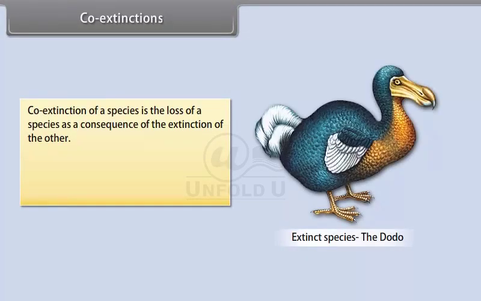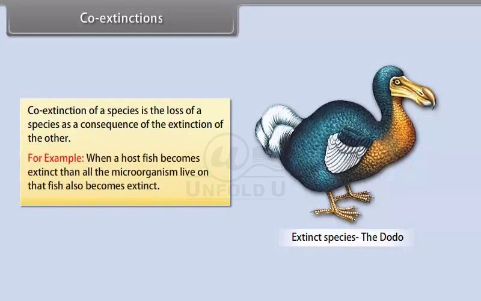Co-extinctions. Co-extinction of a species is the loss of a species as a consequence of the extinction of another. For example, when a host fish becomes extinct, then all the microorganisms that live on that fish also become extinct.